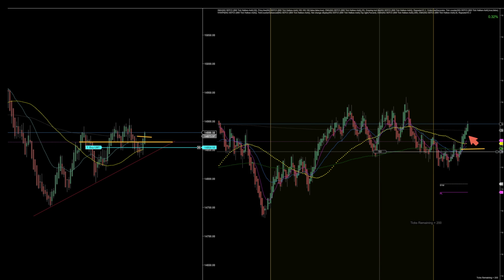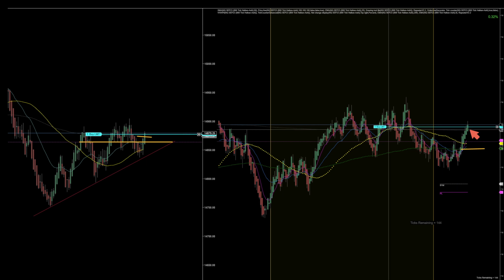Okay, so far the bars are printing pretty decently. So I'm trying to enter on that pullback. I don't want it to go too far away from me, because then it's going to be too far.